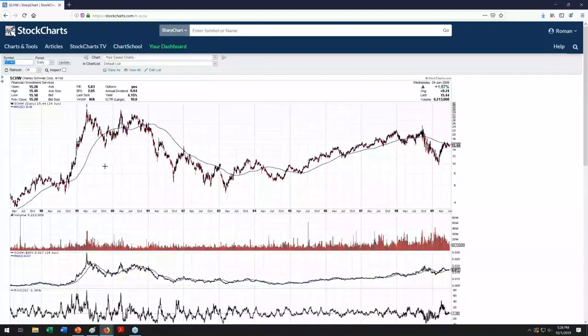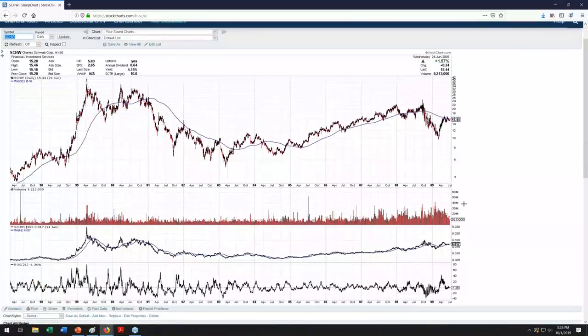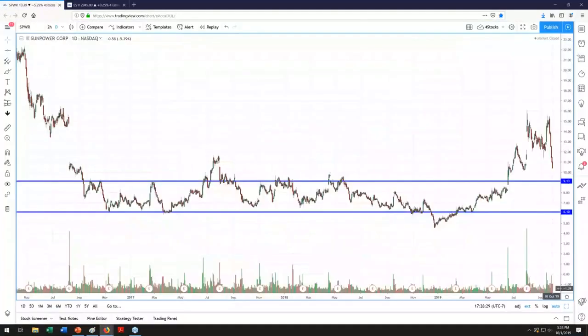Okay, so who dropped the ball today? Schwab, right? Schwab said that we're going to have no commissions. Charles Schwab, am I correct? And these stock charts do not even show this. Okay, let me show you on other charts here.